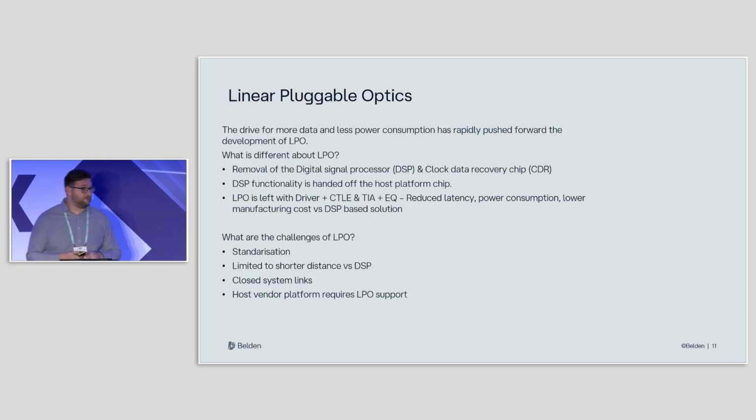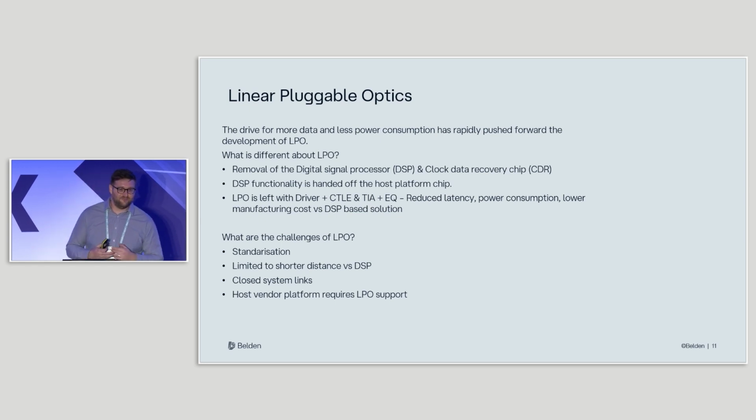So one of the other big things happening in the data center space is linear pluggable optics, or LPO. The main difference for LPO is it removes the DSP and the CDR from the transceiver. About 45% of the power consumption on an optic is the DSP, but it also adds a lot of functionality with the equalization and the SNR. It's a very important part of the optic. So what's left is basically the equalization chip and the amplifier, which reduces your latency and your power consumption.